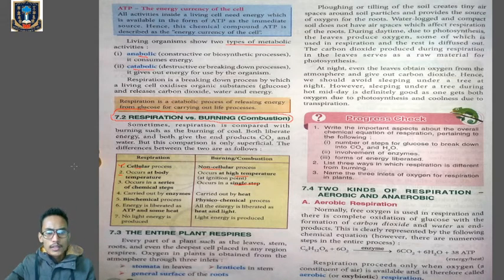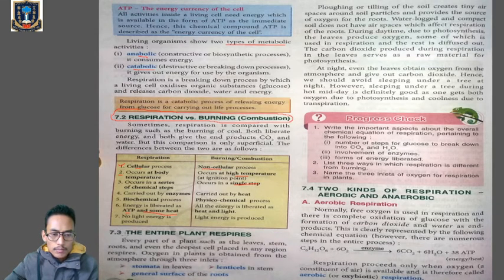Number 6th point, in respiration, energy is released in the form of ATP, adenosine triphosphate, and a little amount of heat is released. But in the case of combustion, all the energy is liberated as heat and light. So heat and light are produced during combustion, but light is not produced in respiration. So no light energy is produced in respiration, and in burning or combustion, light energy is produced. So the difference between respiration and burning or combustion is very easy. Clear?